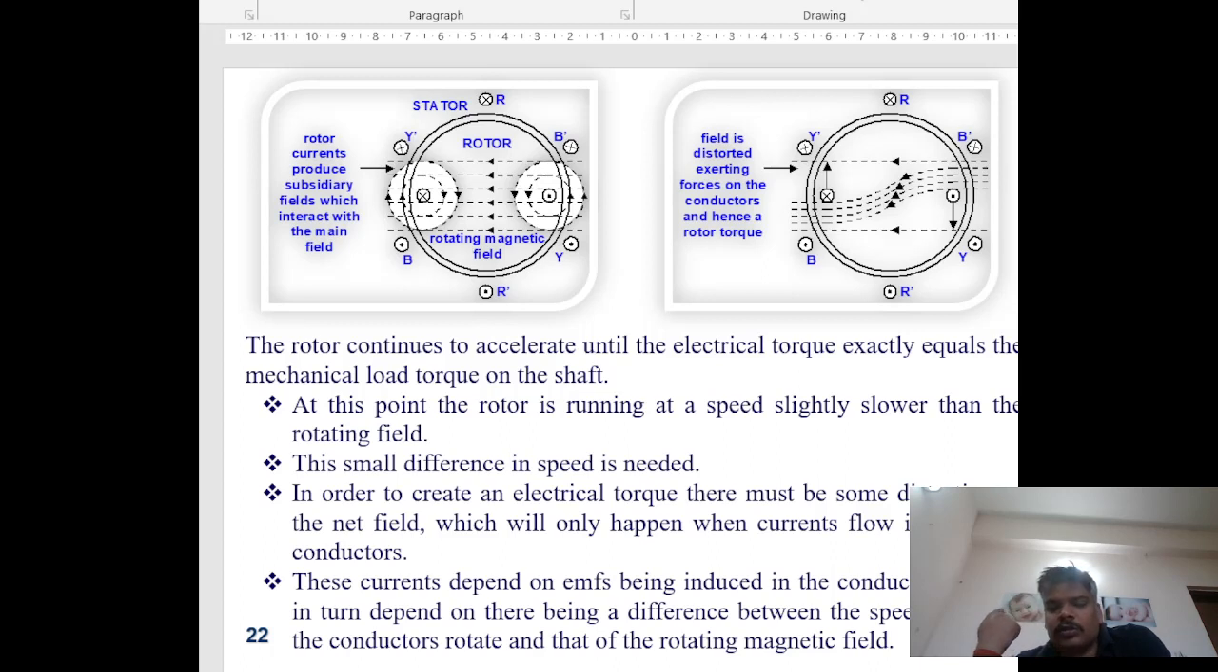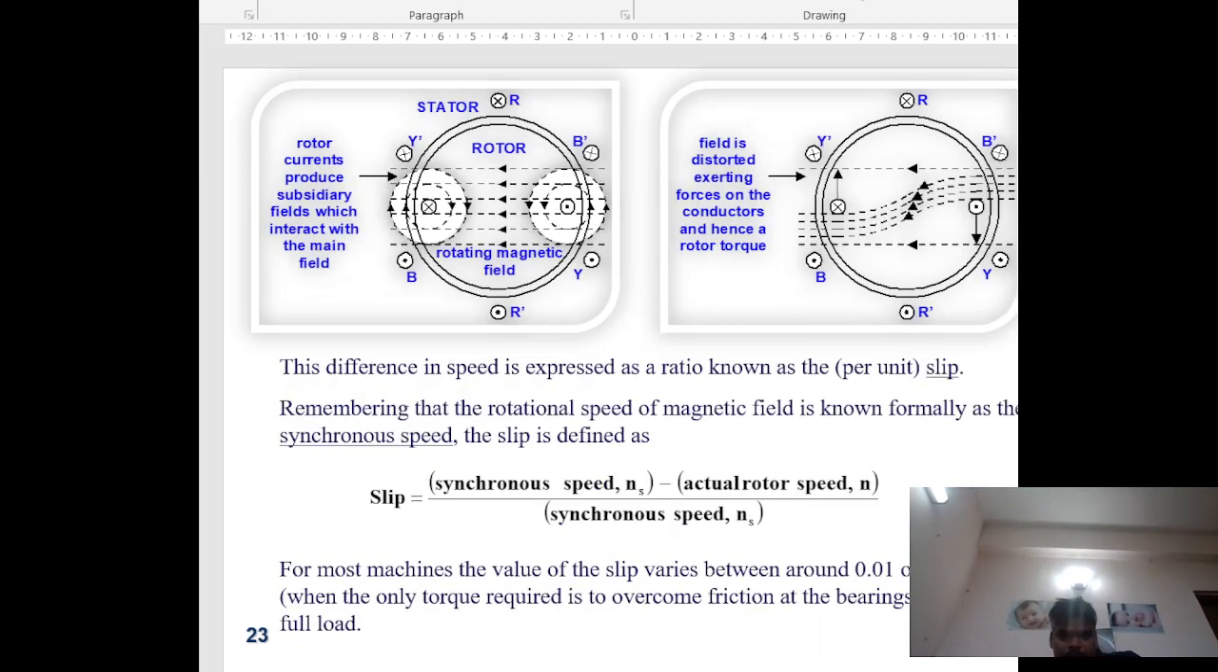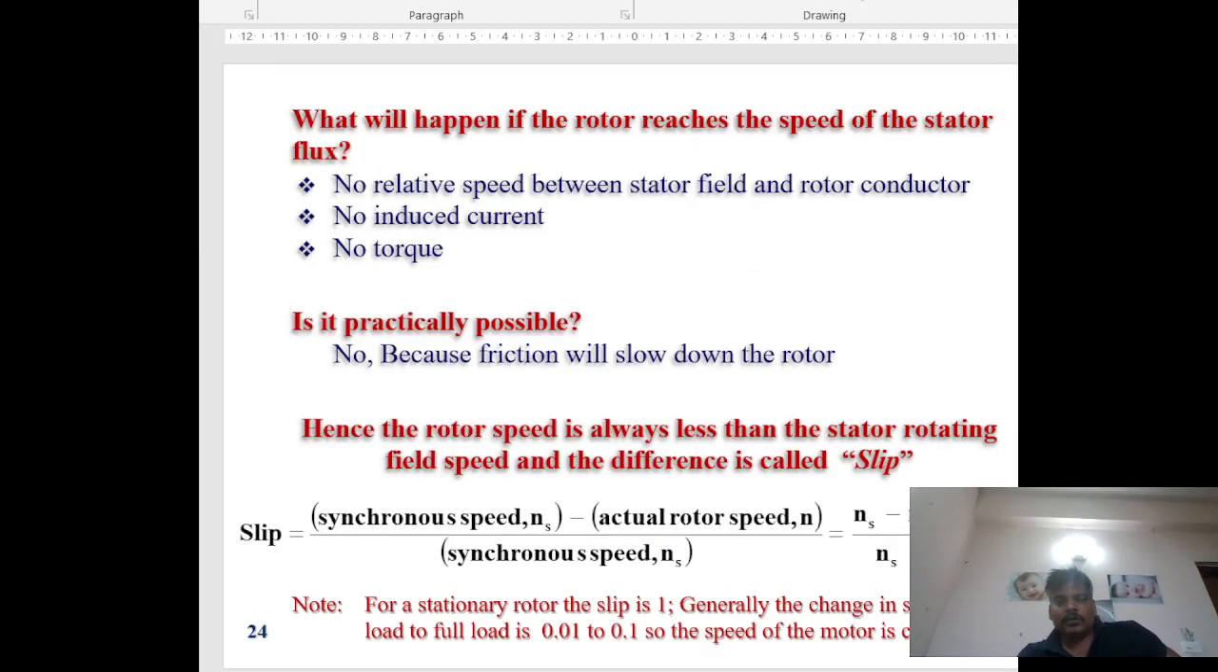There must be some distortion of the net field, which will only happen when current flows in the rotor conductor. These currents depend on EMF being induced in the conductor, which in turn depends on there being a difference between the speed at which the conductor rotates and that of the rotating magnetic field. Slip is synchronous speed minus actual rotor speed, divided by synchronous speed.